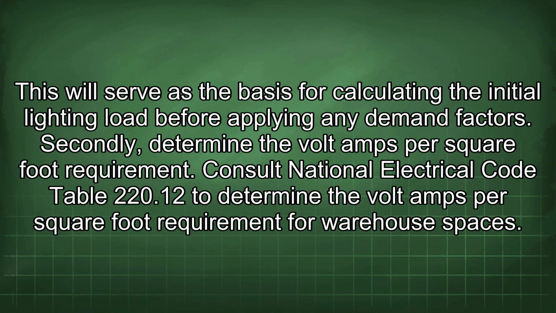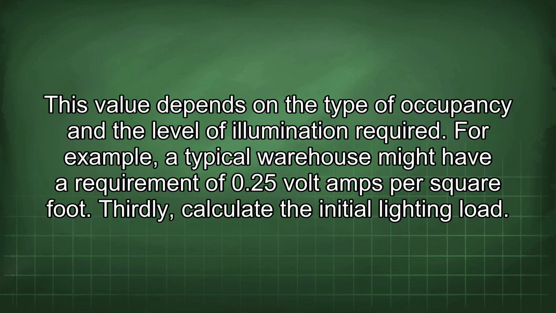Secondly, determine the volt-amps per square foot requirement. Consult National Electrical Code Table 220.12 to determine the volt-amps per square foot requirement for warehouse spaces. This value depends on the type of occupancy and the level of illumination required. For example, a typical warehouse might have a requirement of 0.25 volt-amps per square foot.